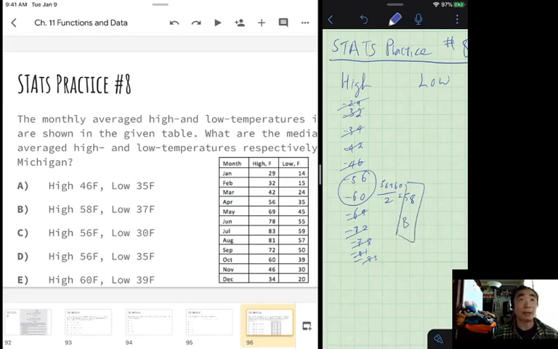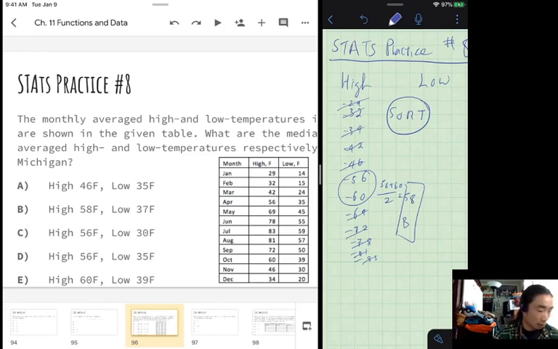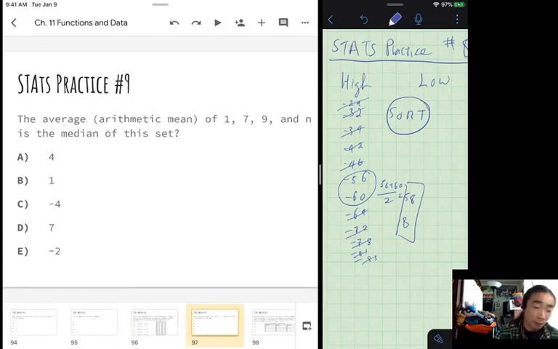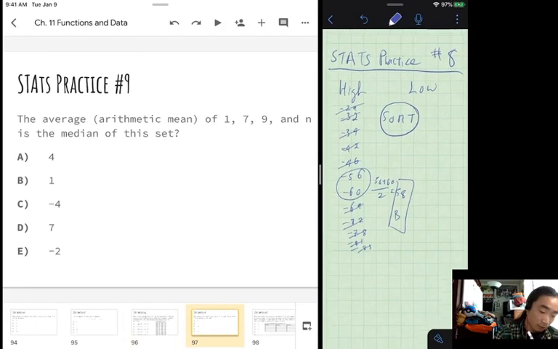Part of the test taking strategy is, okay, you don't need to actually solve for the low here because you already know, just based on the high answer you have. And this problem reminds you if you have two numbers for your median, then average them. Okay, here's stats practice 9. Combining now the mean and the median idea.